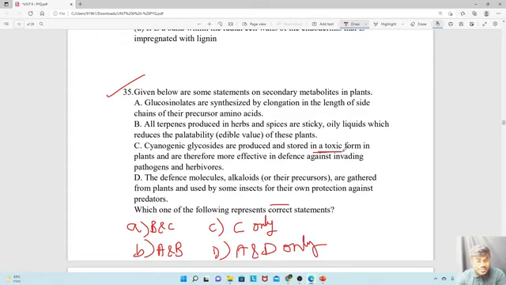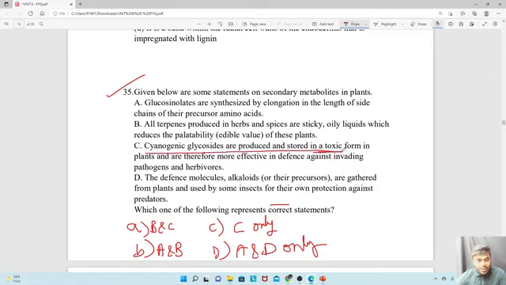Sumaya has given the correct answer. How can it be stored in the toxic form? How many times have I told you? Forget about cyanogenic glycoside. Every secondary metabolite, whenever it is present in the plant body, keep it in your mind: they are in the inactive, non-toxic form. When the plant is crushed or damaged, only then is the non-toxic form converted into the toxic form. Then how can option C be correct?